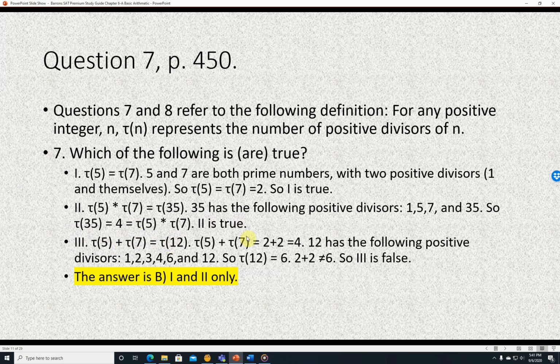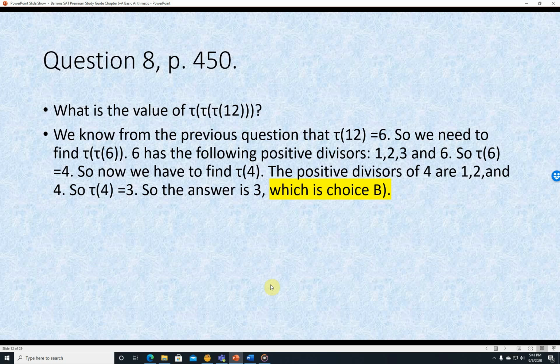Well, we know that tau of 5 and tau of 7 are both 2, so we just figured that out. 2 plus 2 is 4. 12 has the following positive divisors, however, 1, 2, 3, 4, 6, and 12. That's equal to 6, so tau of 12 is 6. 2 plus 2 obviously is not equal to 6, so 3 is false. So the answer is B, 1 and 2 only.